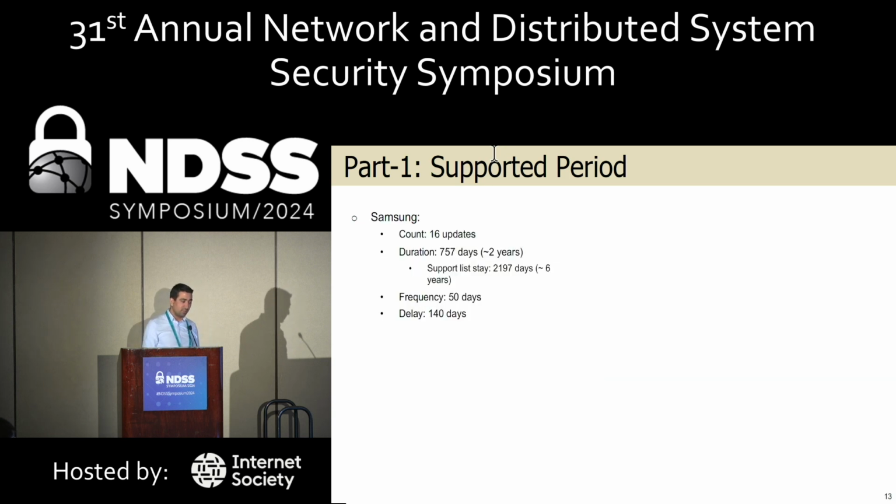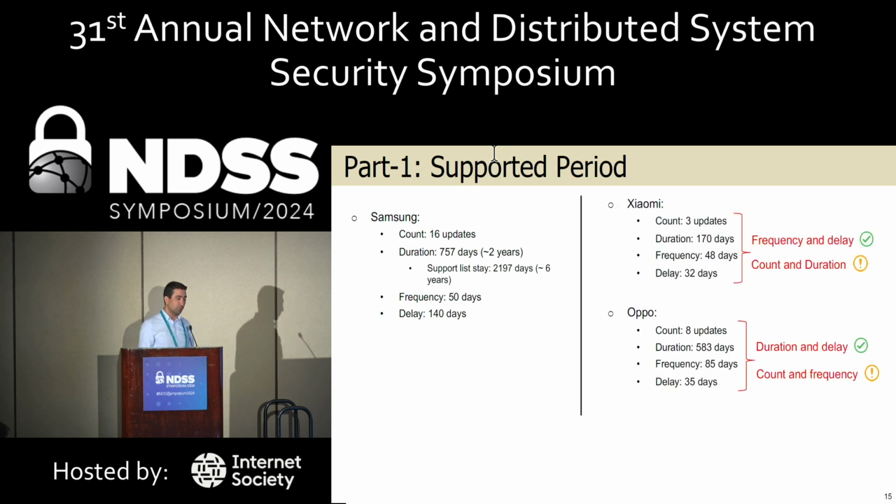On the other hand, Samsung devices receive around 16 security updates, and they receive them for around 2 years. During our research, we noticed that the total stay in the support list for these devices is around 6 years. Therefore, we conclude that the stay in the support list is not equal to the duration that devices will receive the security updates. In our further research on Samsung security updates, we found that the frequency of the security updates is 50 days and the delay is 140 days for Samsung devices.